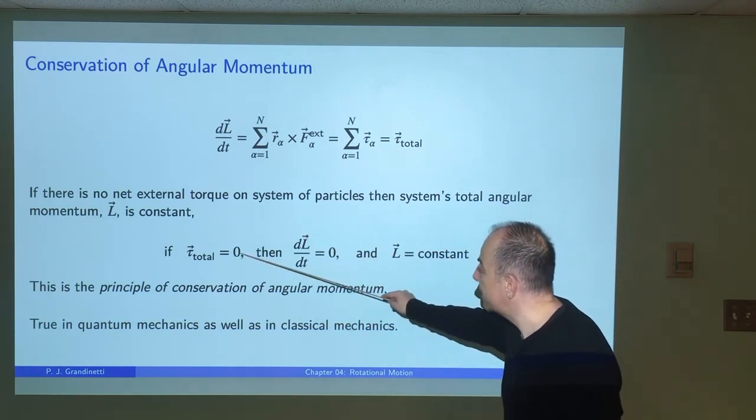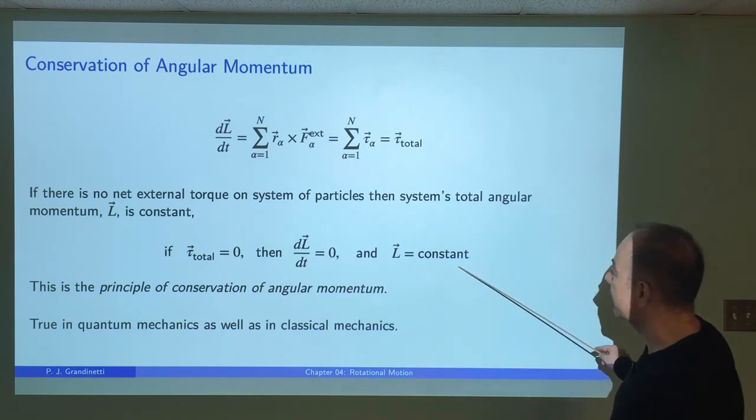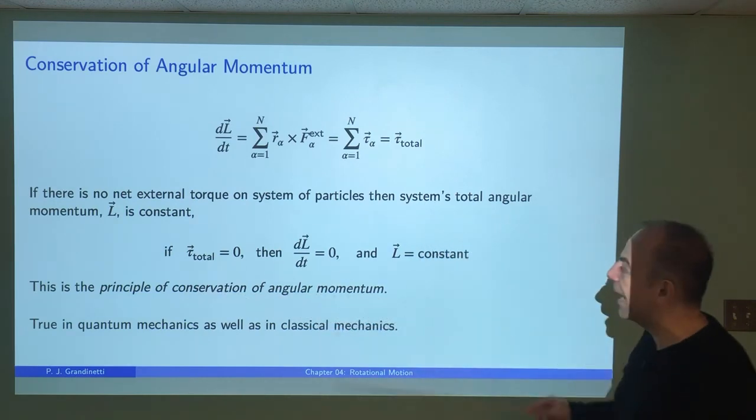In other words, if the total torque is 0, dL/dt has to be equal to 0, and that means that the total angular momentum remains constant. This is the principle of the conservation of angular momentum.